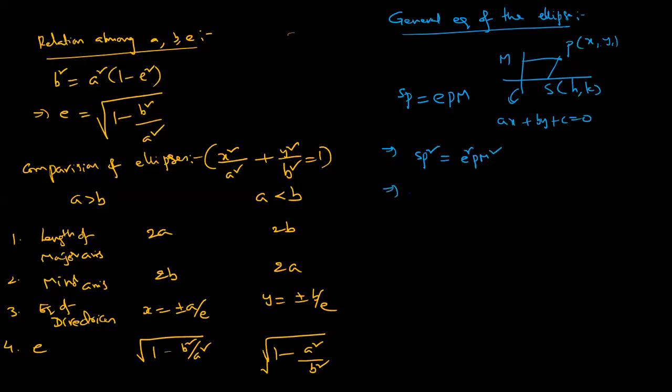So what result is coming? x1 minus h whole square plus y1 minus k whole square is equal to e square times PM square, where PM, the perpendicular distance from the point P to the given directrix, is ax1 plus by1 plus c by root over a square plus b square. You can write it like this.